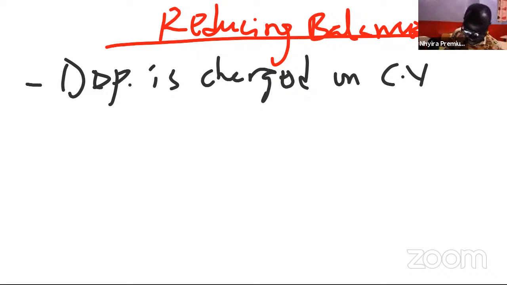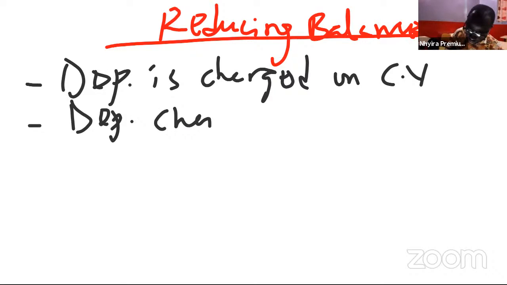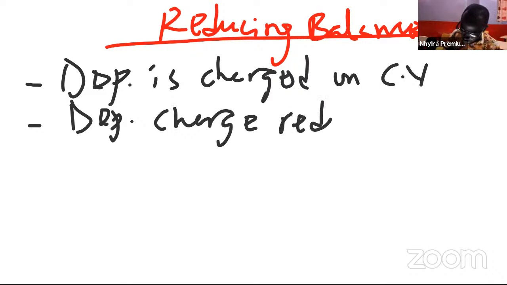In other words, under the reducing balance method, depreciation reduces as the asset ages. So the depreciation charge reduces as the asset ages.